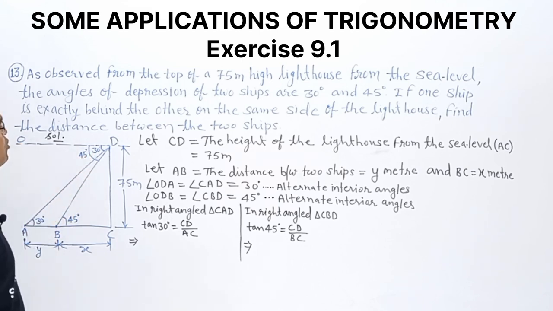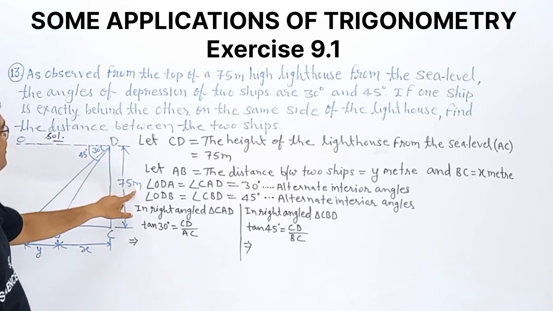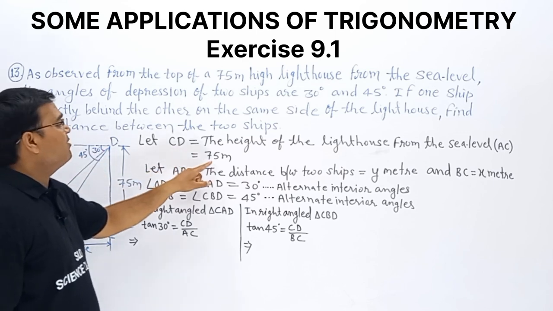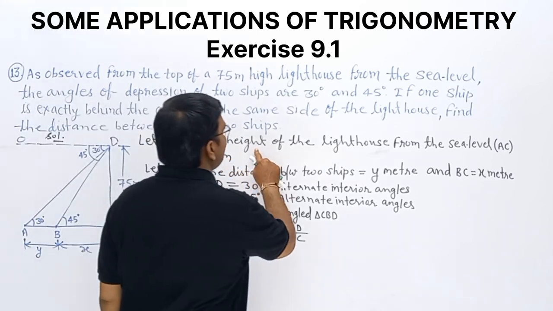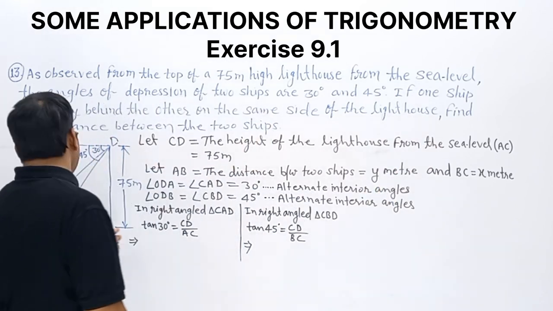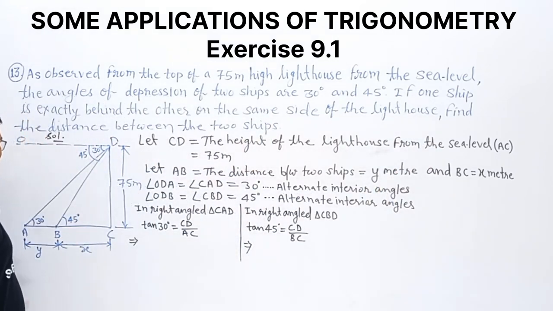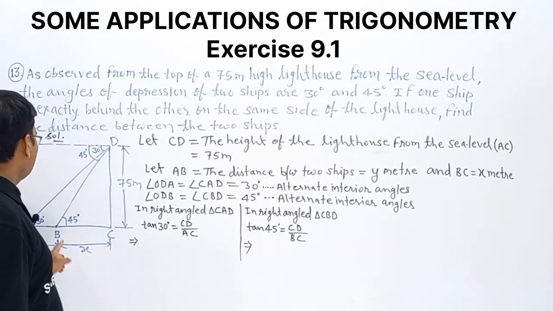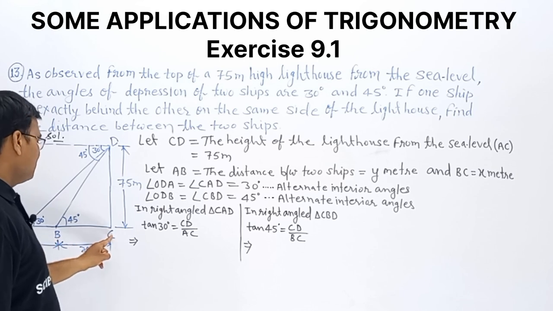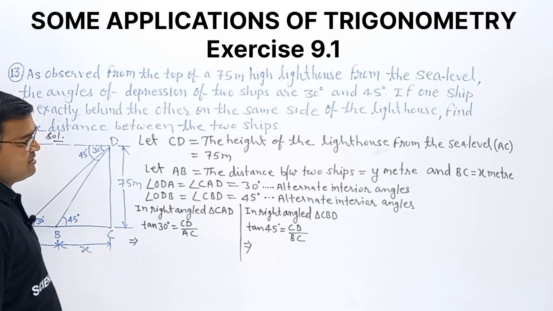Clear? So how will we solve this question and find this distance? First, it is given in the question that the height of the lighthouse from the sea level is 75 meters. We assumed CD is 75 meters, the height of the lighthouse from the sea level. AC is the sea level we assumed. Now AB is the distance between the two ships A and B, which we assume as y. And BC, the distance from this ship to this point, will be x meters.